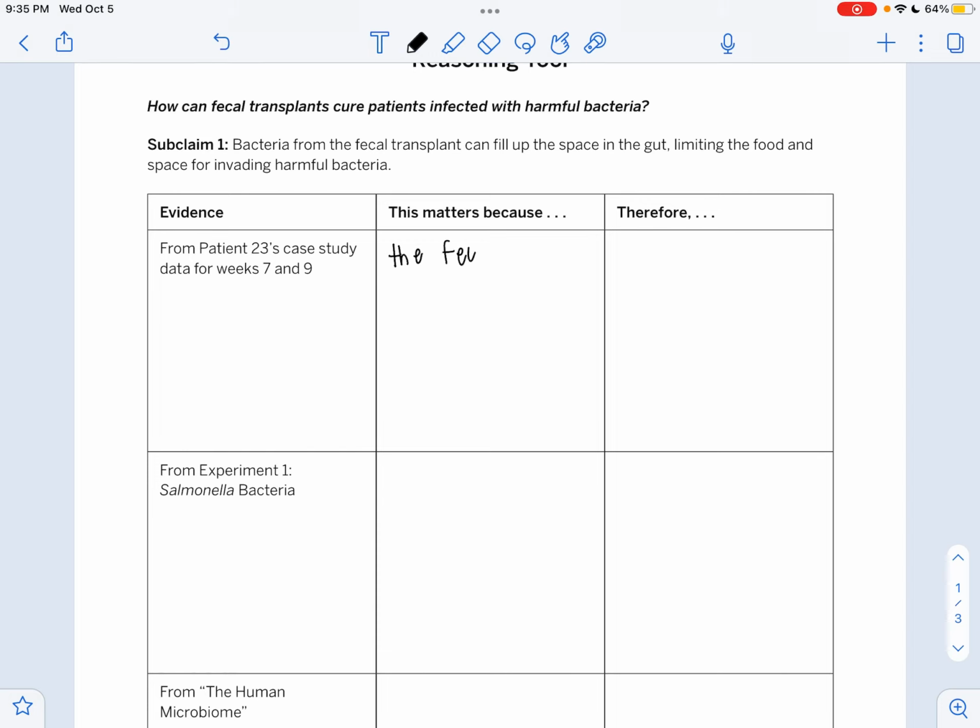bacteria to the gut, and that added bacteria might have prevented C. diff from growing." Notice that I'm writing in a full sentence. This will help me later when I go to write a full argument in a paragraph.